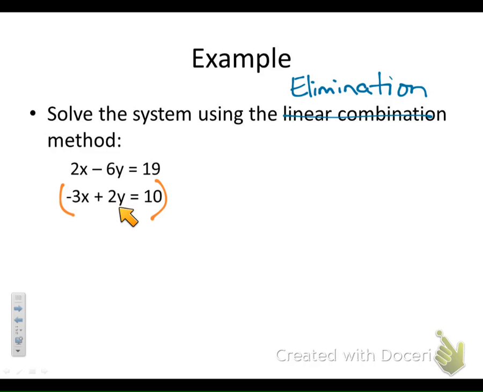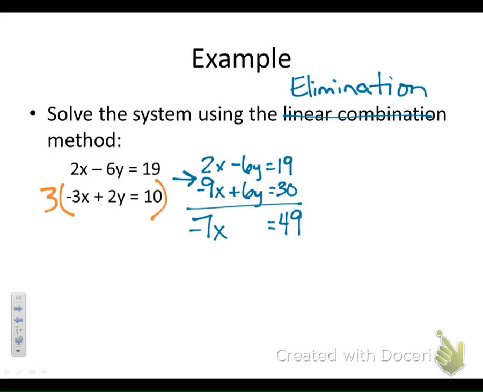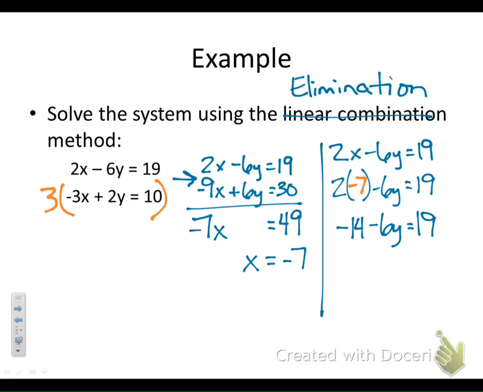If I want to eliminate the y's, all I would have to do is multiply this by a 3, and then I'd have negative 6 with a positive 6, and the y's would be eliminated. Divide by negative 7. The x-coordinate of our point will be negative 7. I'm going to use the first equation and substitute the negative 7. Add 14 to both sides. So then divide by negative 6. So we get a fraction reduced, negative 5.5, negative 11 halves.